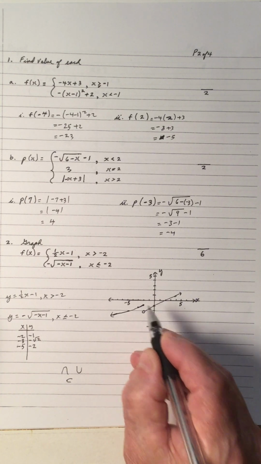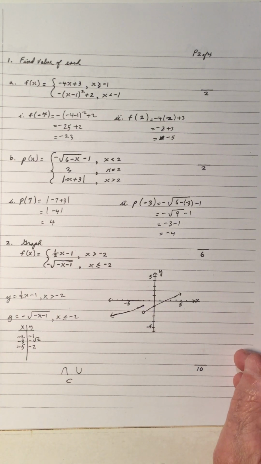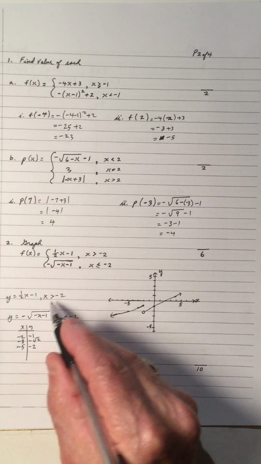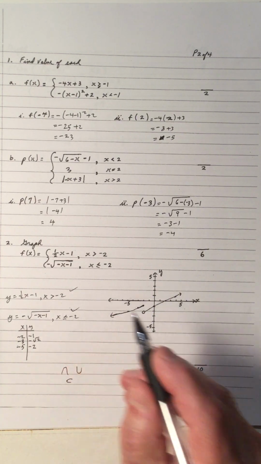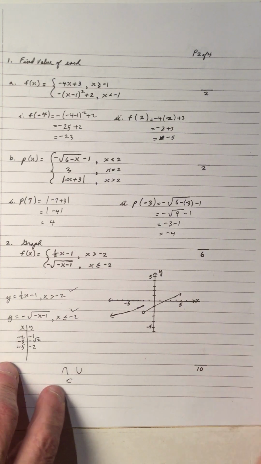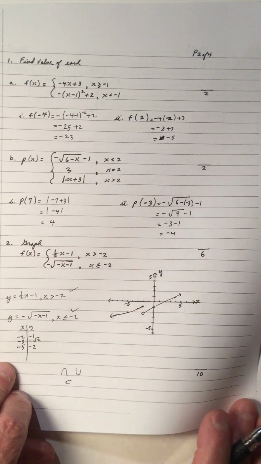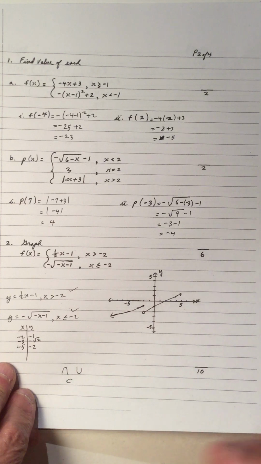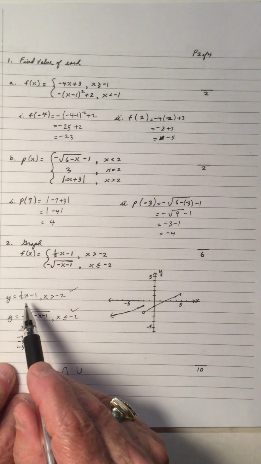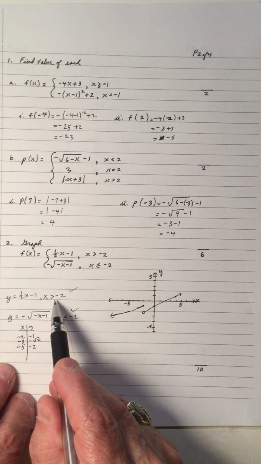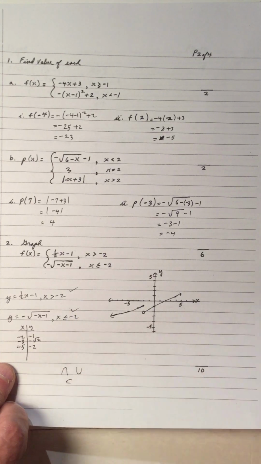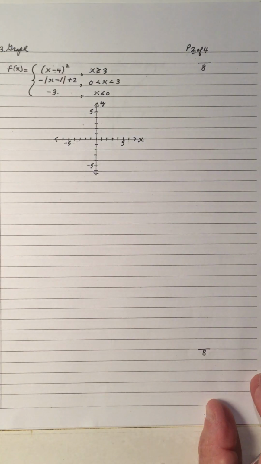There it is. That's the graph. So if you graph this one correctly, you get 3 marks. If you graph this one correctly, you get 3 marks. And that's a total of 10 for that page. And again, your table of values, you can do a table of values on this one starting at negative 2, or you can do the y-intercept and the slope.